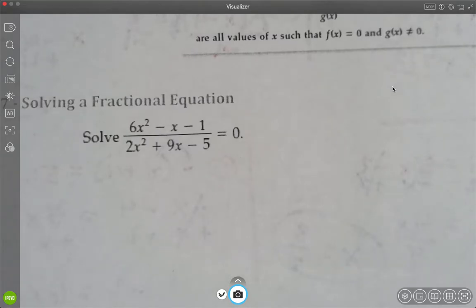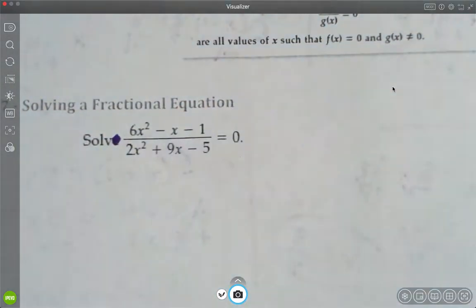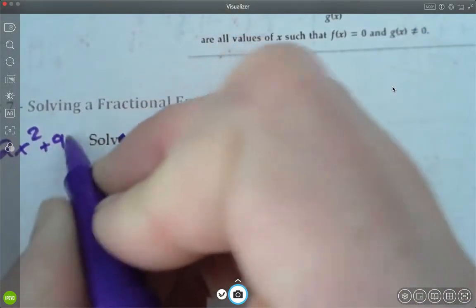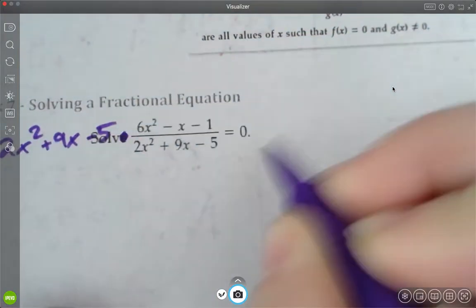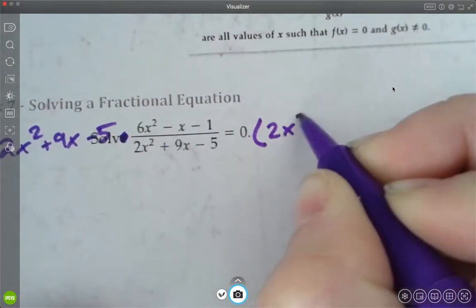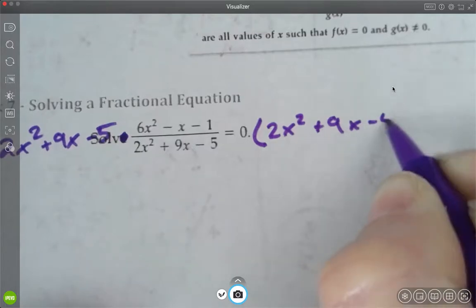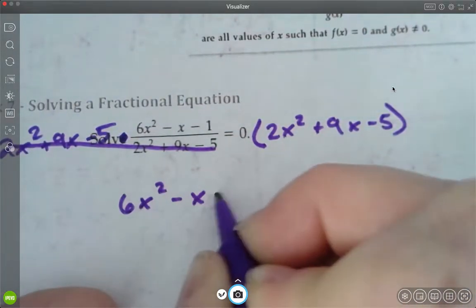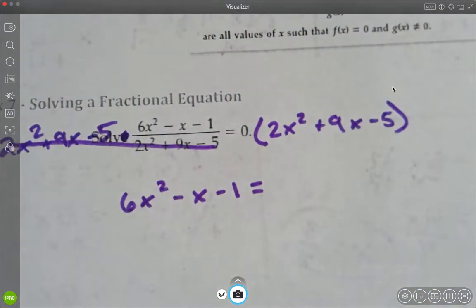Okay, what are you going to do first? Multiply it over. Stay quiet, we have one problem left. Multiply the bottom: 2x squared plus 9x minus 5 times 2x squared plus 9x minus 5. This is why it's magical. So this totally cancels out that whole bottom part. Did you see that? Boom.